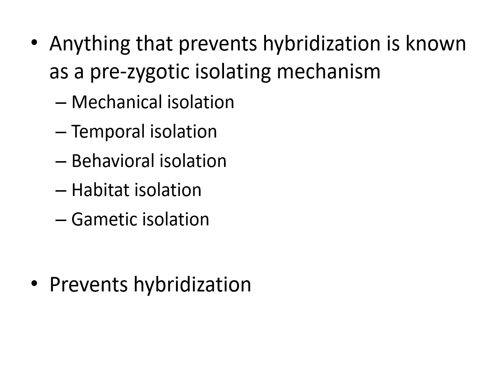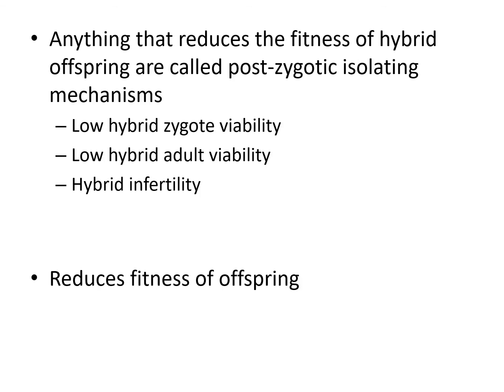Habitat isolation has to do with just simply moving. Maybe one group wants to move to the trees, one group wants to stay on the ground. One group goes up to the mountains, one group stays by the ocean. Whatever it happens to be, the habitat gets isolated. And gametic isolation means the sperm and the egg don't jive together anymore. They don't work with each other, and if the sperm and the egg don't work together, then you're not going to create a zygote.